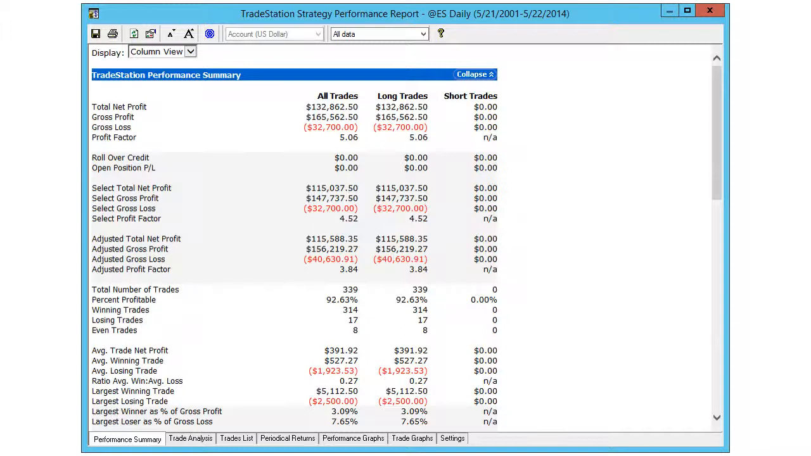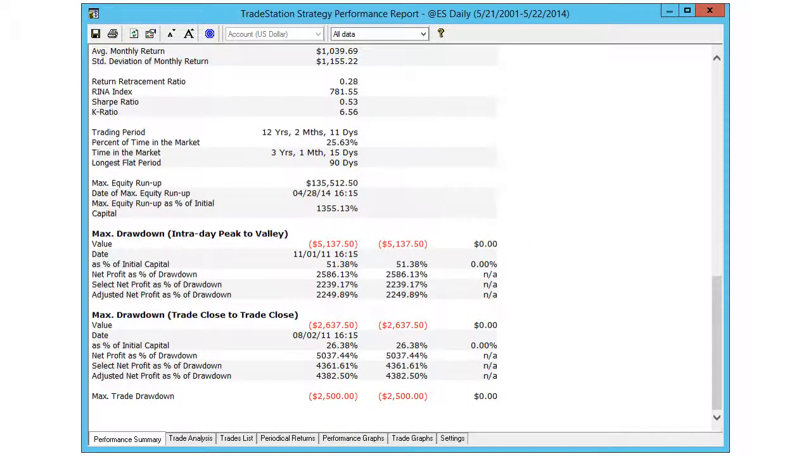And of course that comes with a price. As I said, our average profit is $391 a trade, but we do have a larger average losing trade of about $1,900. So that's a trade-off that you're going to get with any system that wins a higher percentage of the time.